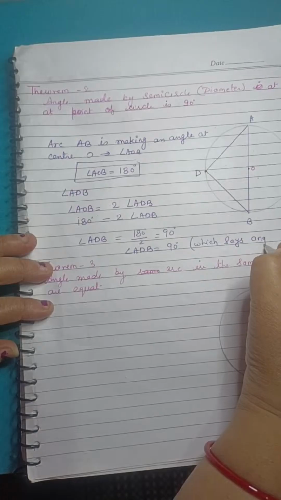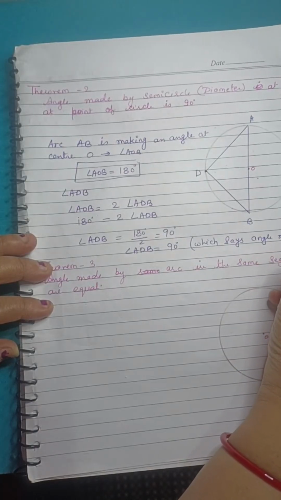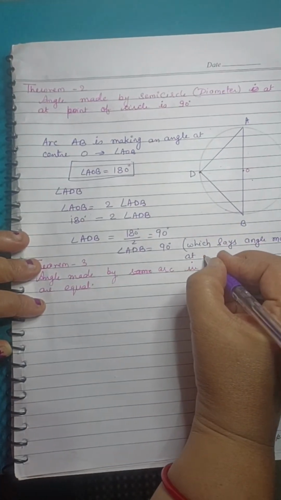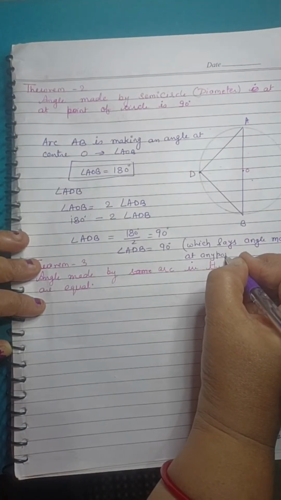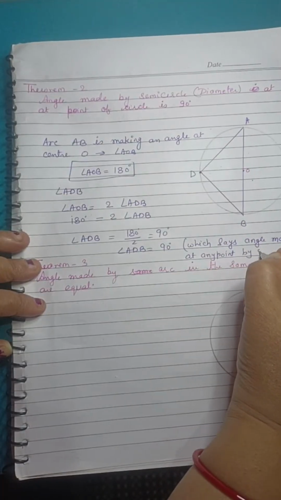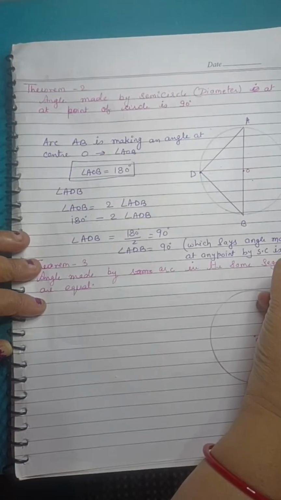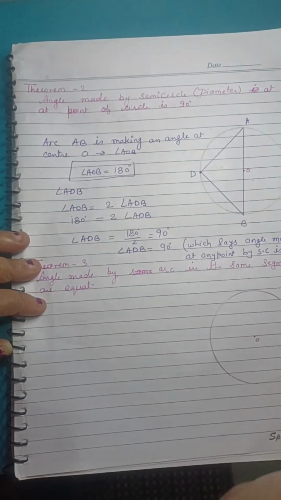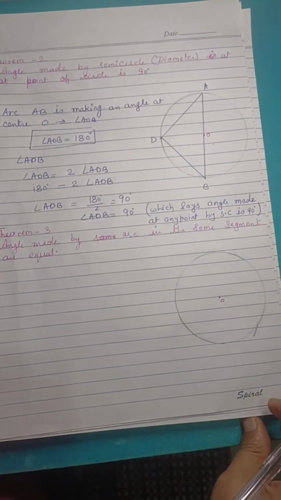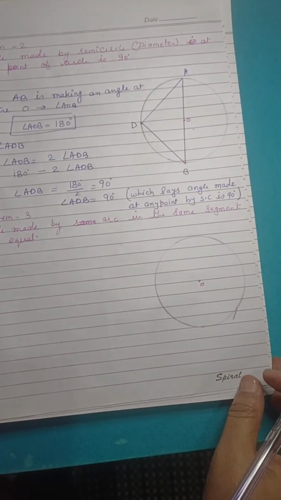Which says the angle made at any point by a semicircle is 90 degrees. And this is what we can call a right angle. So in this way you can prove the theorem.